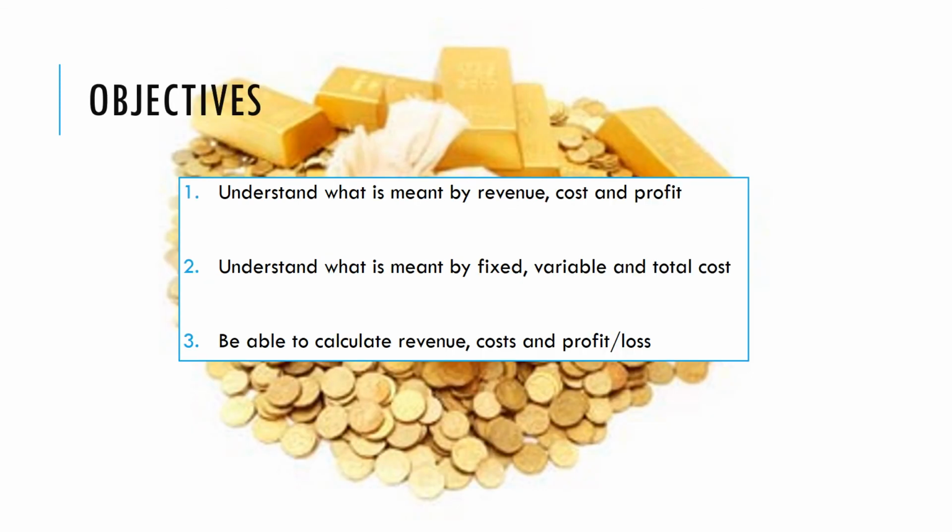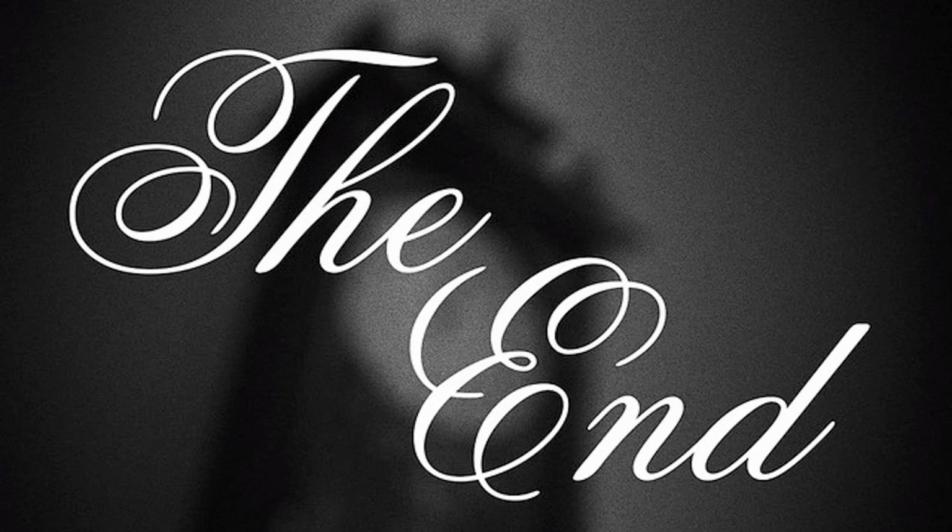So there we go. That's what we've looked at today. Revenue, cost and profit. 3 different types of cost, fixed, variable and total, and fingers crossed we should now be able to have a go at calculating revenue, costs and determining whether a business has made a profit or loss. That's it. That's the end.